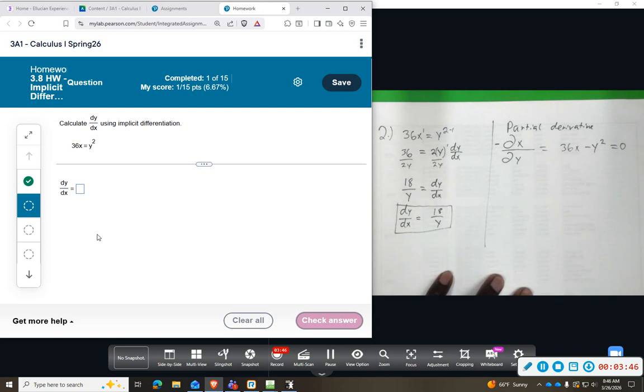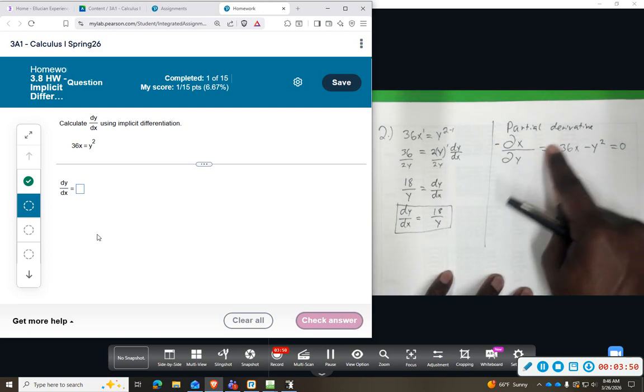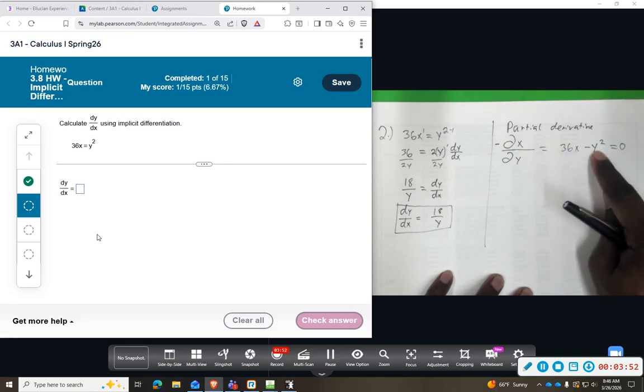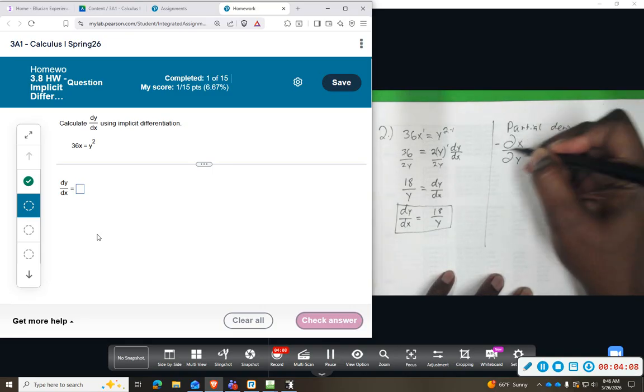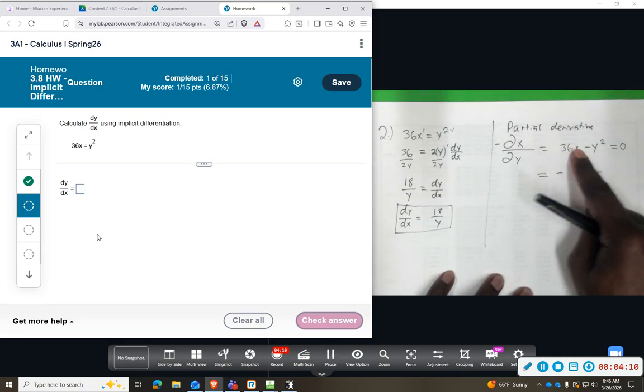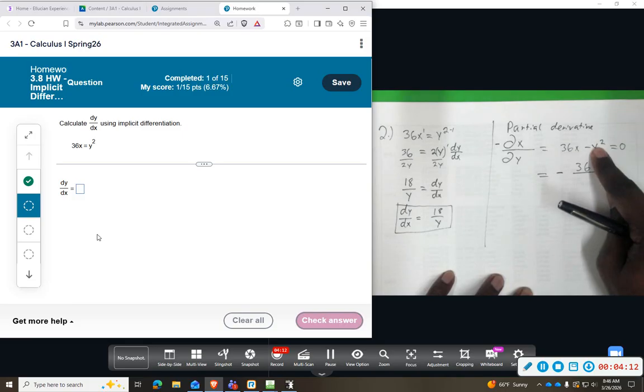equals 0. So when we say partial derivative, we're going to take the derivative of just the x, treating y like a number, like a constant. And when we take the derivative of a constant, we get 0. So once we set it equal to 0, derivative of x would be 36. Now I have a negative out front, so this is going to give me negative 36. That's the partial derivative of x, just 36. Derivative of this would be 0 because it's a constant.